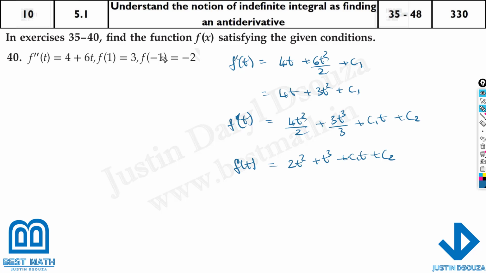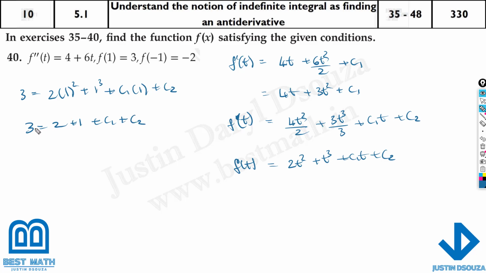What do we do? Among 1 and minus 1, 1 is relatively easier. So what we'll do is we'll put 1. So t will become 1 and you will have C1 and C2 together. You can add them up. So let's substitute. 3 will be equal to whatever this f of t is, 3, right? What is the t value? It'll be 1 now. It'll be 2 times 1 power 2 plus 1 power 3 plus C1 times 1 plus C2. Here it is 3 equals 2 plus 1 plus C1 plus C2.